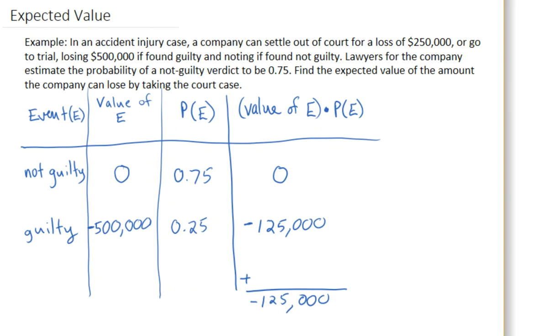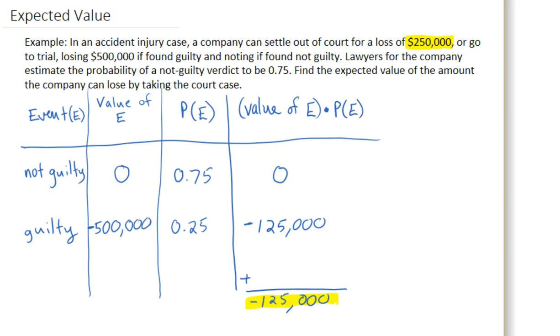So basically, if you go to trial, you can expect to lose $125,000. But if you don't go to trial, you're guaranteed to lose $250,000. So what that means is, win or lose, you're better off going to trial because you'll lose less at trial on average than if you were to just settle outside of court.